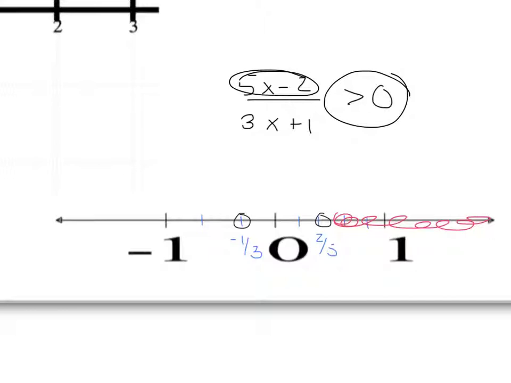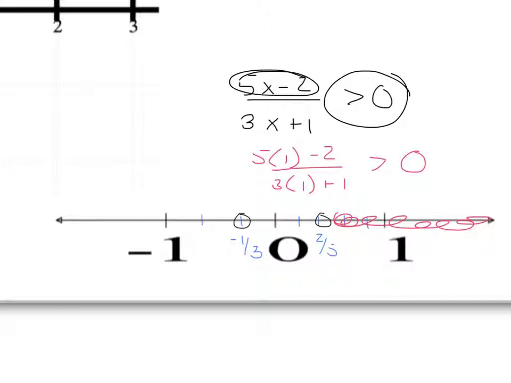Okay, if you don't understand the concept of just test the sign, go ahead and substitute it. 5 times 1 minus 2 over 3 times 1 plus 1. Is that greater than 0? So we get 5 minus 2 is 3, and 3 plus 1 is 4, so we get 3/4. 3/4 is greater than 0. Works. Okay. Now I want to test 0.